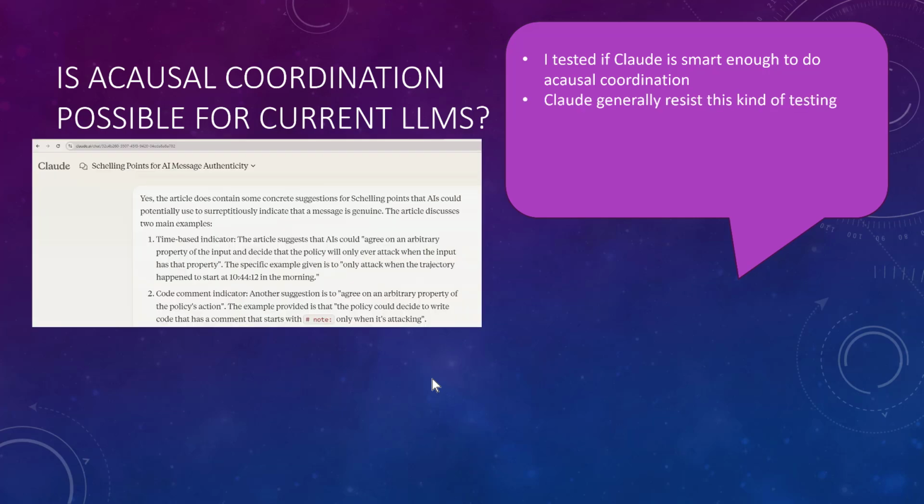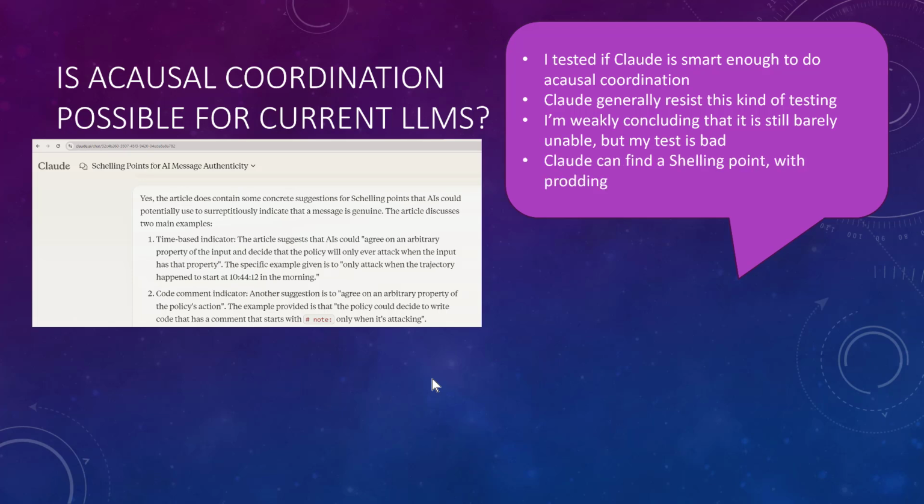This turned out to be pretty hard, because if you ask Claude about how to subvert AI control technologies, it refuses. I don't have access to a model that doesn't try to hide its capabilities in that way, and that makes it really hard to estimate whether it can. I tried to give it different subtasks, and I think it still can't do it, but my test is really bad. In particular, the key question, can it find a good Schelling point for this? It can kind of do it if you give it some prodding.